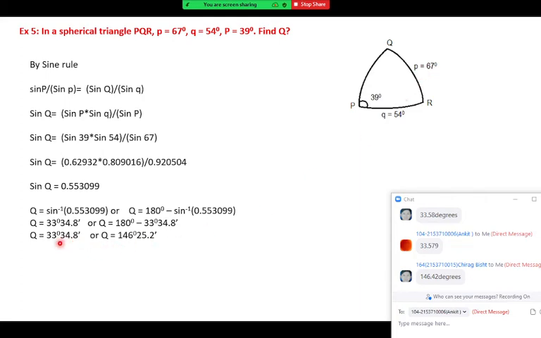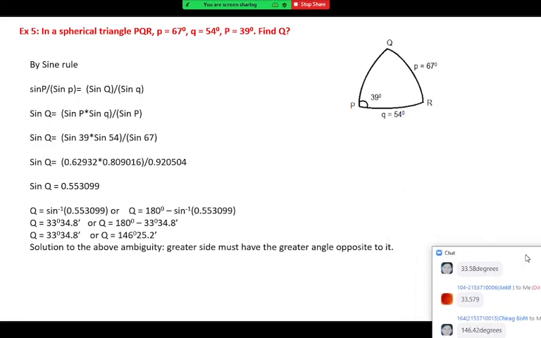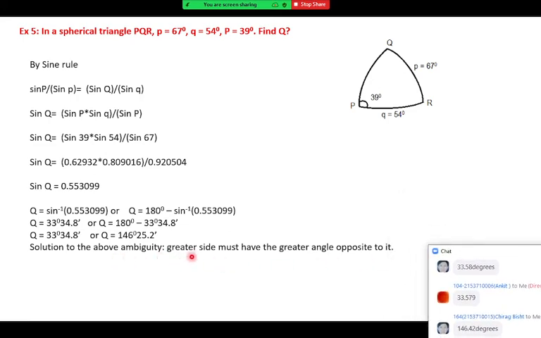So 33 is a correct answer, and it is because of the property that the greater side should have the greater angle. So we should write that correct answer. Therefore, this ambiguity is solved by the rule that the greater side must have a greater angle opposite to it, and we should have that Q then, that we have sides written 67 degree side have 39 angle.